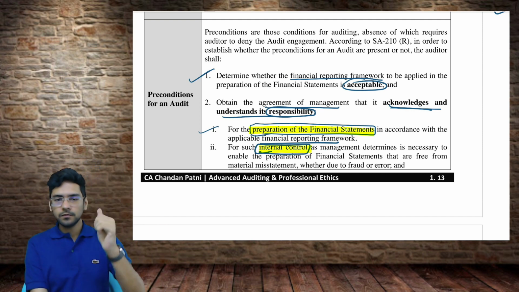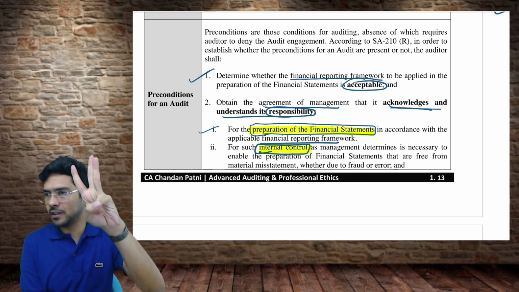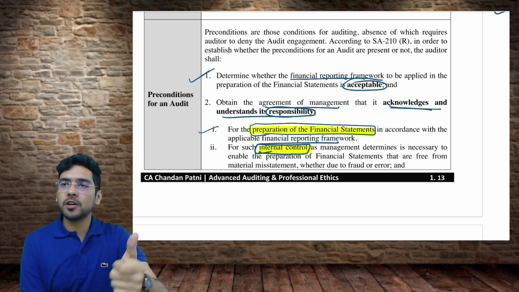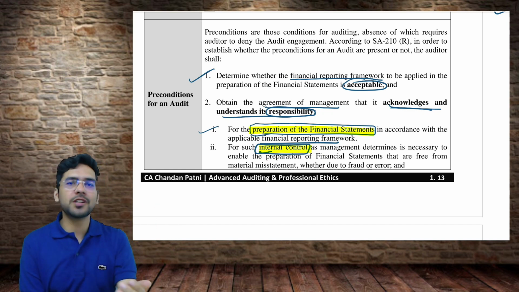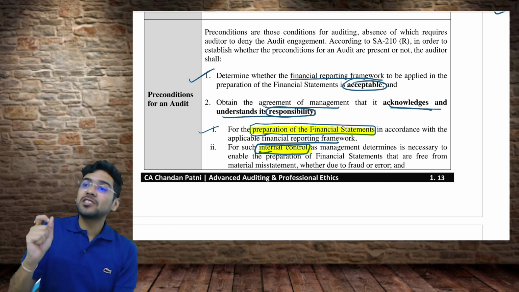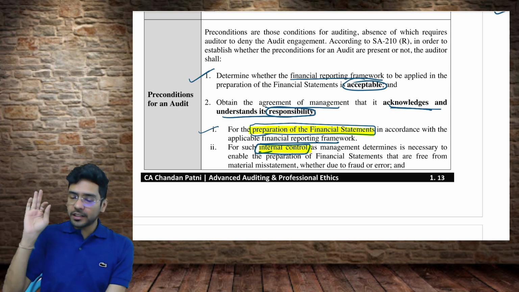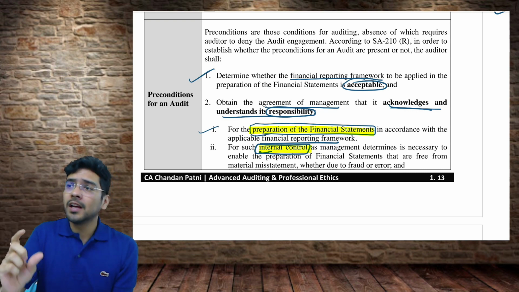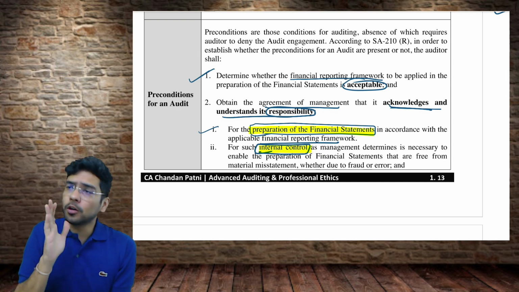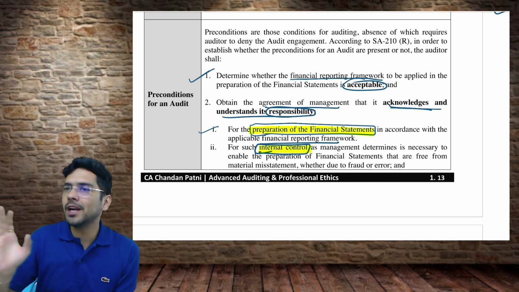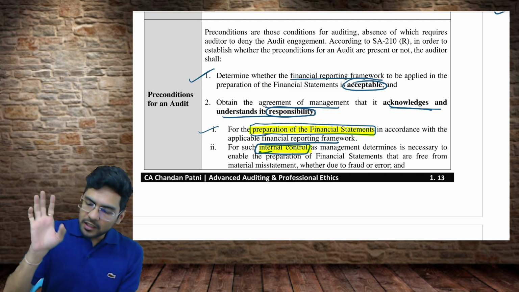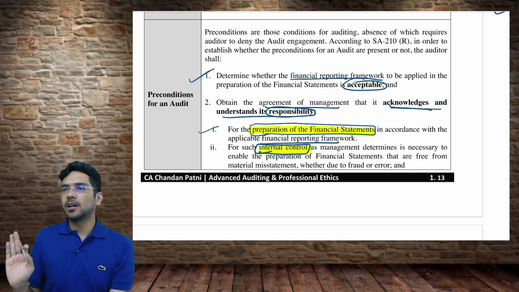And thirdly, they are going to provide us access to three things. Number one, all information relevant to the preparation of financial statements. Number two, any additional information. And thirdly, they are going to give us unrestricted access to all their employees. It's not restricted. It means I would be allowed to talk to, inquire of or interview any of your employees, be it from any department. These are the preconditions which have to be present. Are you all okay with this?